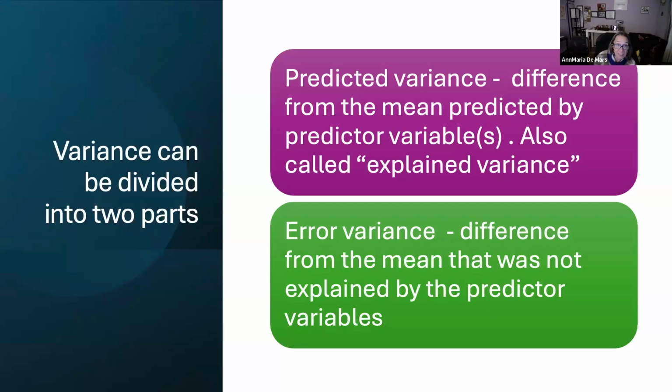So predicted variance is the difference from the mean predicted by the predictor variable, in the case of linear regression, or predictor variables in other cases. And the error variance is the difference from the mean that was not explained by the predictor variables. So that is the sum of the squared residuals.